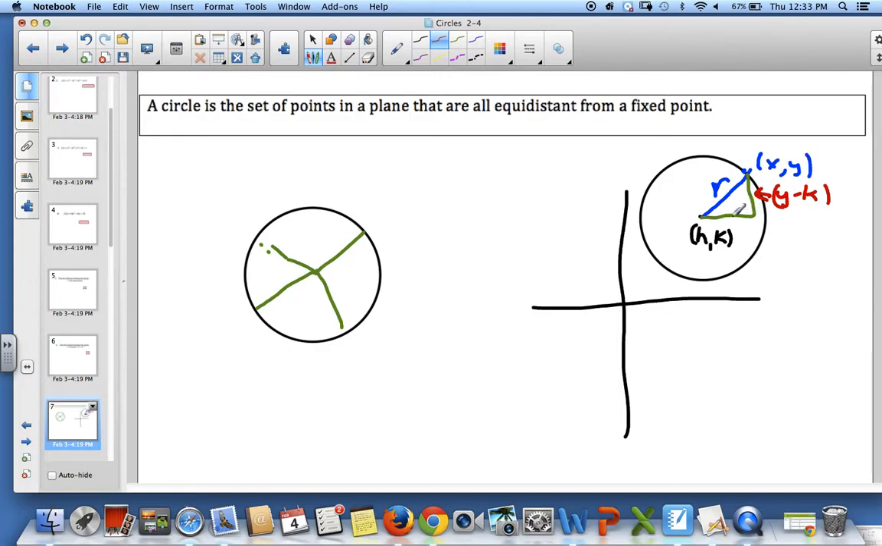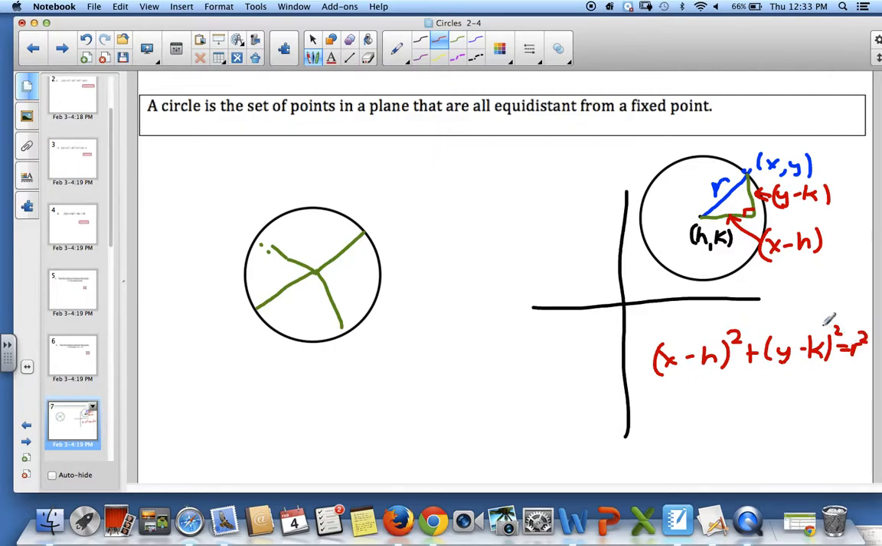And this length here, this point here has an x distance the same as this x distance. So this point is x minus h is this distance right here. So now I just go to Pythagorean theorem, because this is a right angle, a squared plus b squared equals c squared. So the equation will be (x minus h) squared plus (y minus k) squared equals r squared.